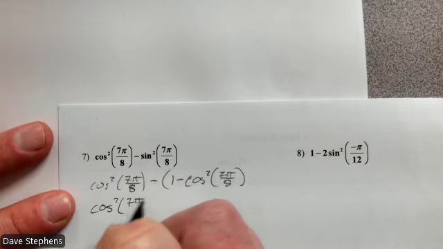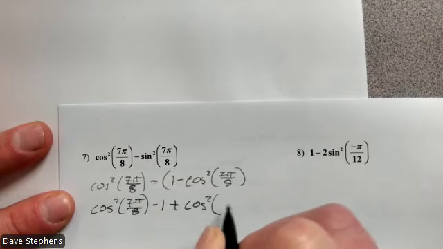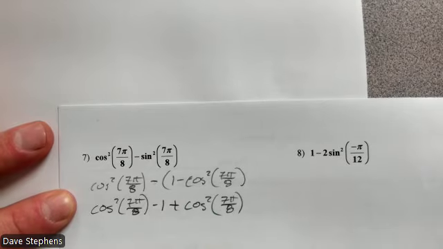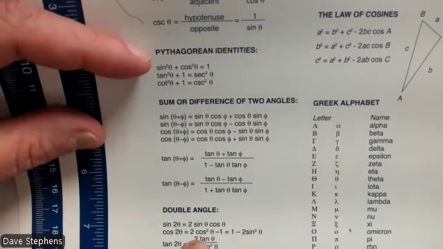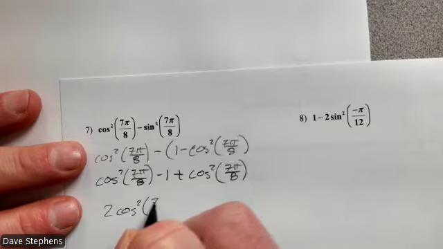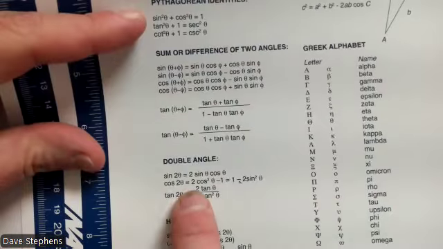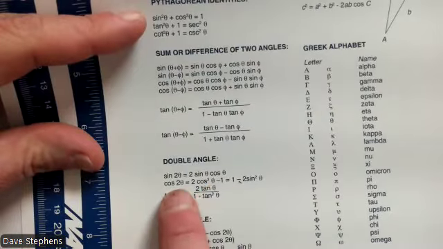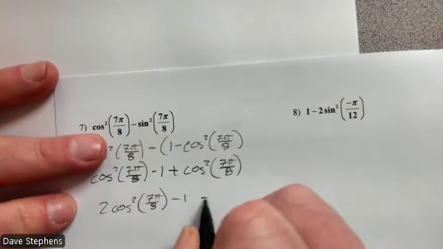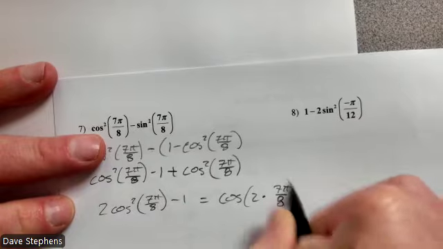Let's distribute. 7 pi over 8. I don't want to get messed up. Minus 1 plus cosine squared of 7 pi over 8. So I have 2 of those, right? Which looks like this: 2 cosine squared minus 1. I have 2 cosine squared 7 pi over 8 minus 1. 2 cosine squared theta minus 1, so that's cosine of 2 theta. So all of that is cosine of 2 times 7 pi over 8.